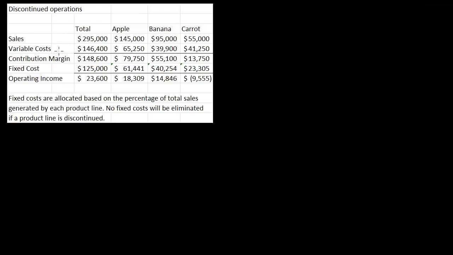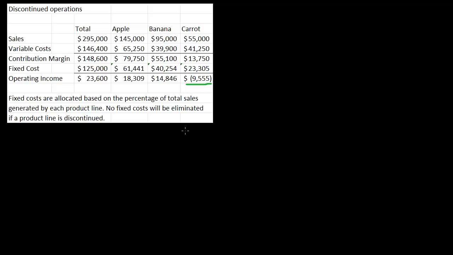I received an email asking if I could do a discontinued operations problem, so I made up some numbers. This is a company that makes candles. They make banana scent, apple scent, and carrot scent. And the carrot scent doesn't seem to be very popular. Notice its sales are a lot lower than the other two, and also its variable costs are much higher. So management is trying to decide if they should eliminate this carrot division because it is generating a loss.